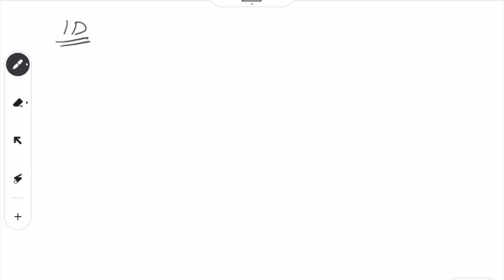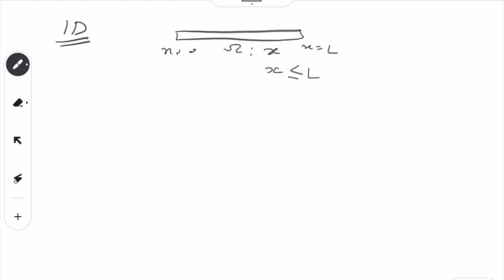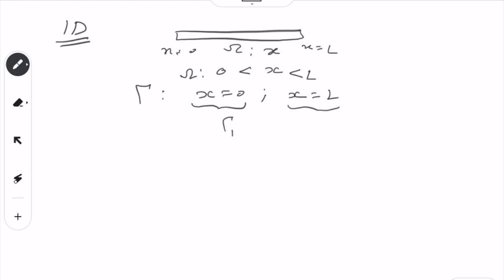In one dimension, let us say the domain is a linear domain. When you say omega, that really means x goes from x equal to 0 to x equal to L. So, omega is basically x, where x is greater than 0 and x is less than L. On the other hand, gamma here means x equal to 0 is one gamma, and x equal to L is another gamma. So, this is gamma 1 and this is gamma 2.